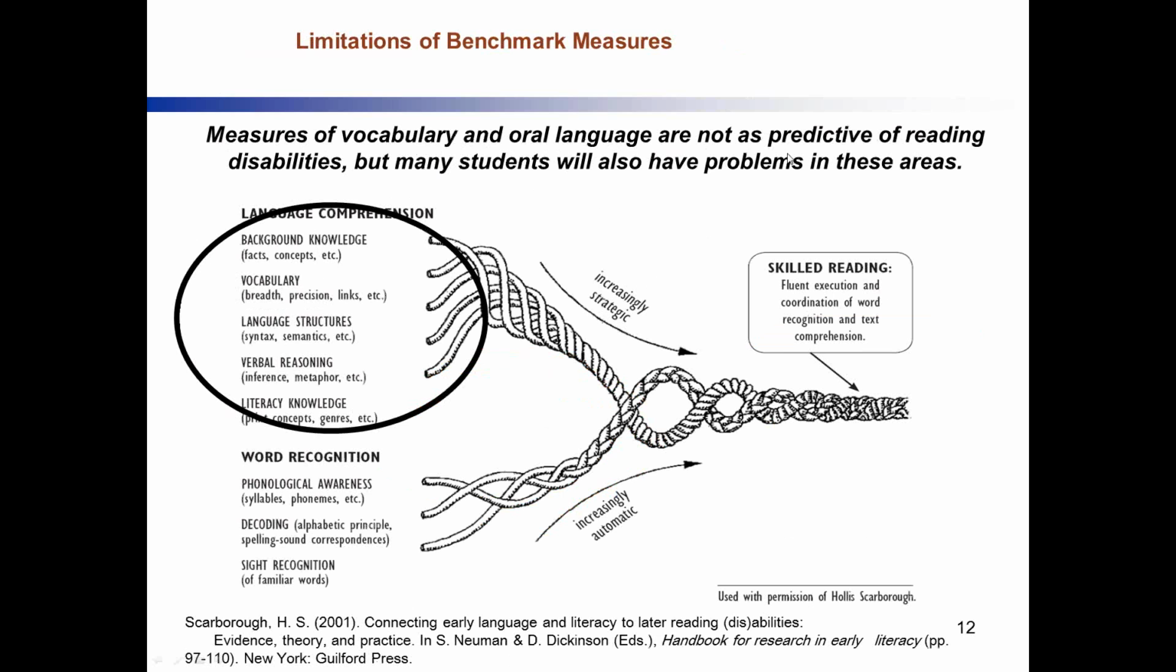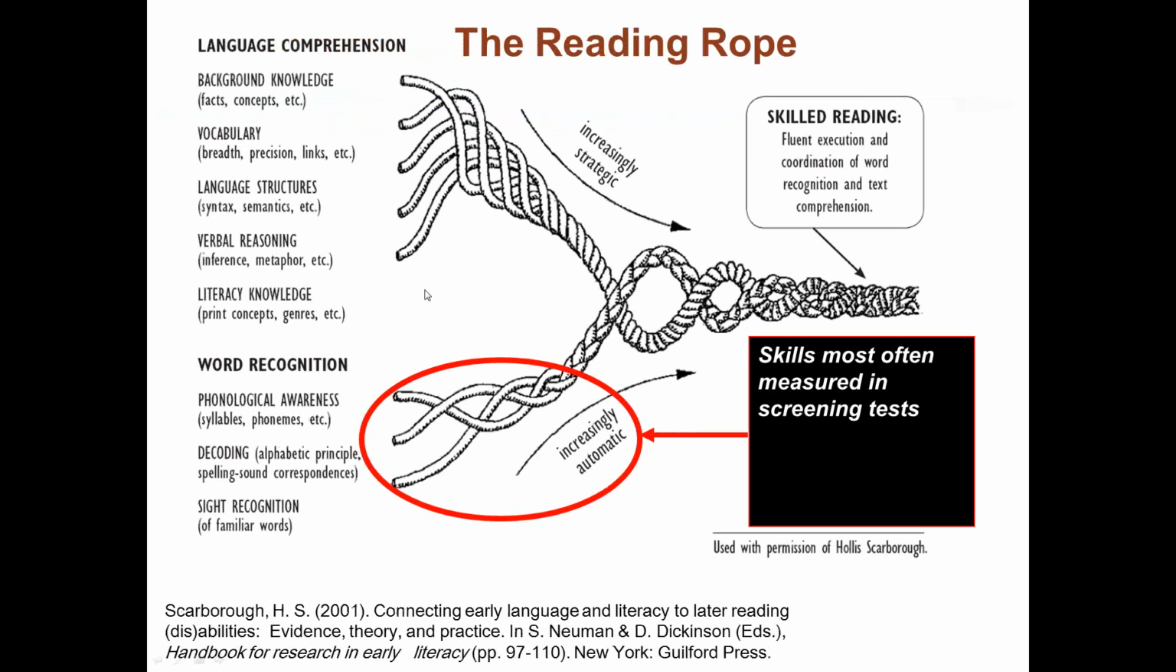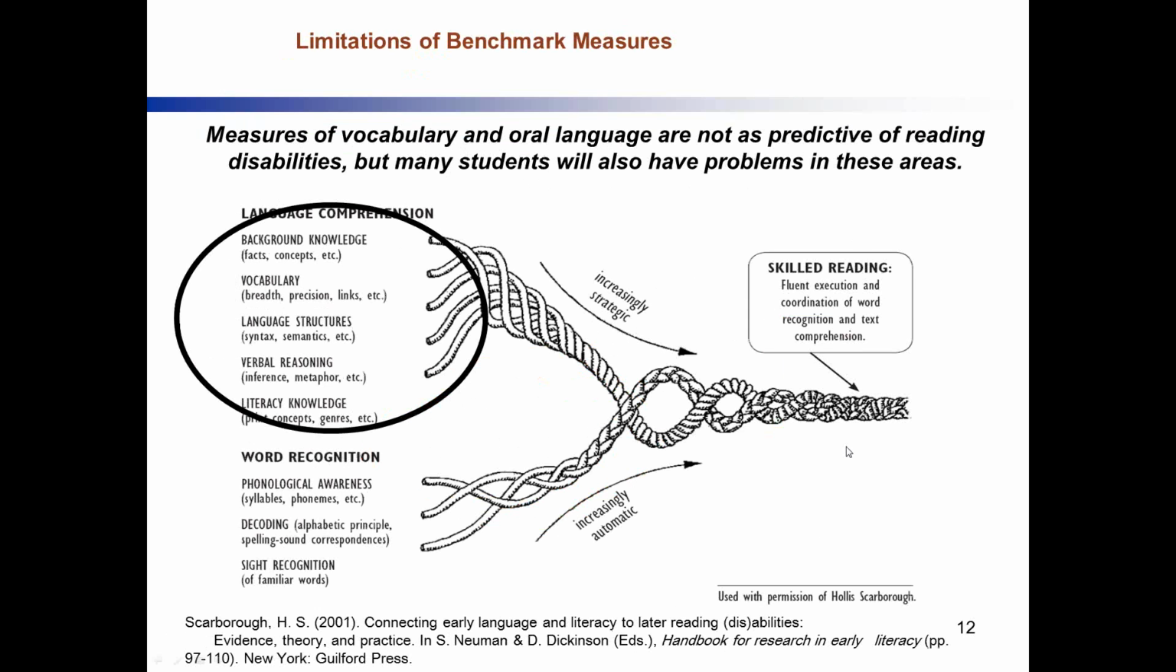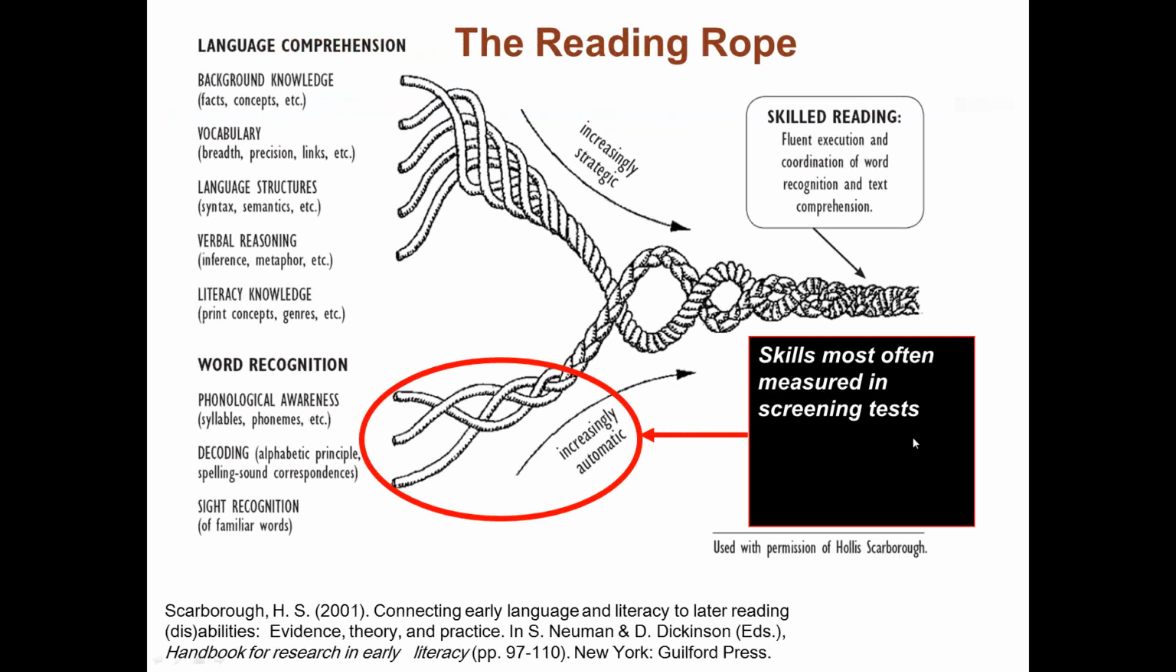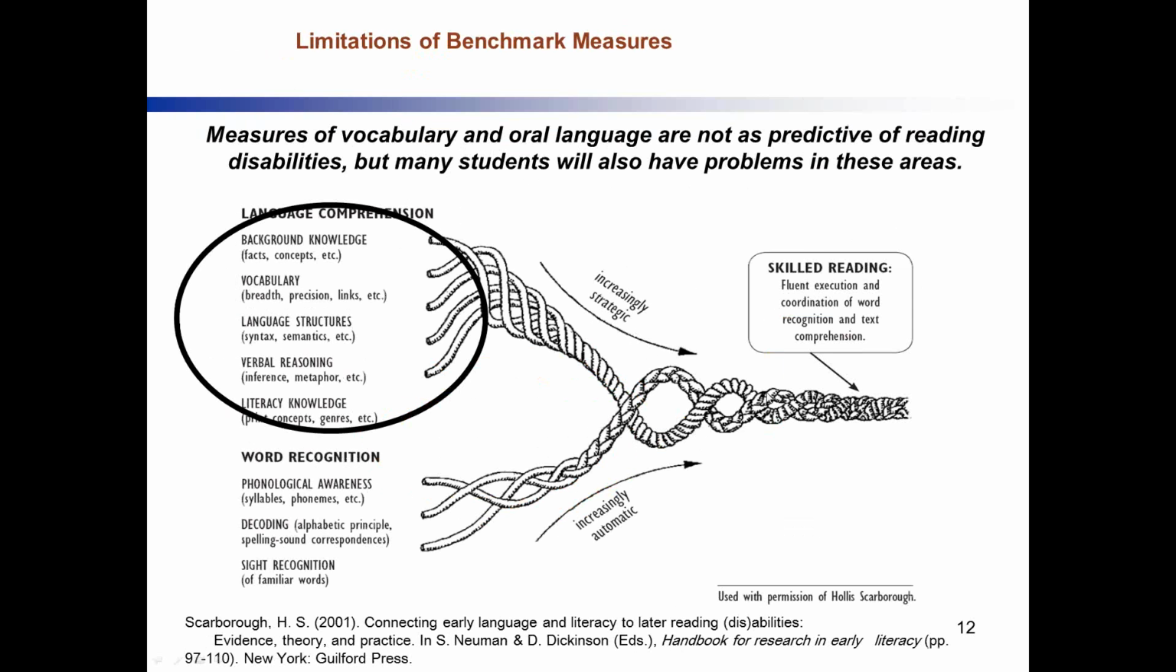Measures of vocabulary and oral language are not as predictive of reading disabilities, but many students often have problems with these areas. So we know that these areas here, word recognition, are very predictive of kids with learning disabilities in reading, but kiddos that have problems here then often have problems also in the language comprehension area.